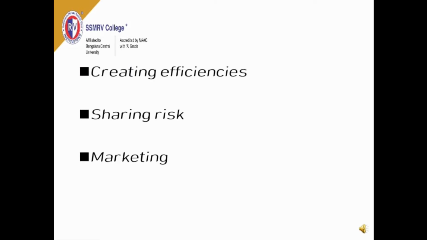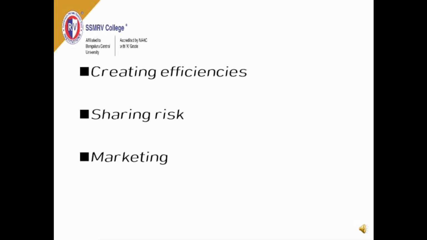Fourth one, creating efficiencies. This is done in two ways, breaking bulk and creating assortment. Breaking bulk: wholesaler and retailer purchase large quantities of goods from manufacturer, but break the bulk by selling a few at a time. Creating assortment: they also offer different types of product at a single place, as customers don't have to visit different retailers for different products.